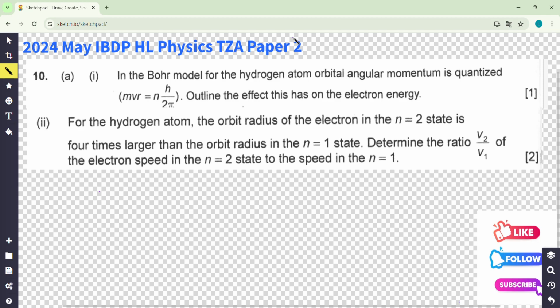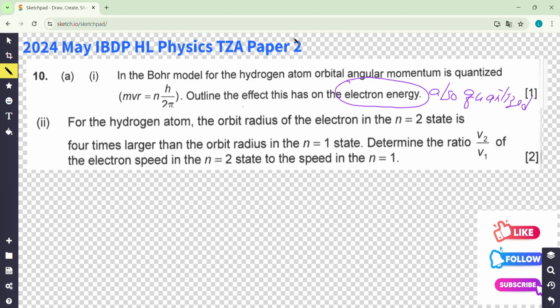I'm happy. Okay, for paper 2, question 10. Okay, 10a. In Bohr's model, the hydrogen atom has quantized angular momentum. What effect does this have on the electron energy? Fairly simple. It makes the electron energy also quantized. It takes on particular values only.